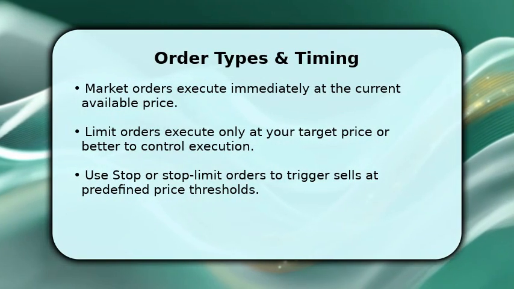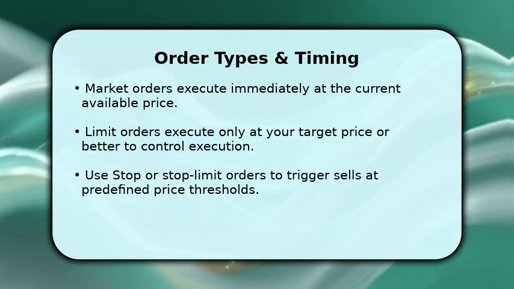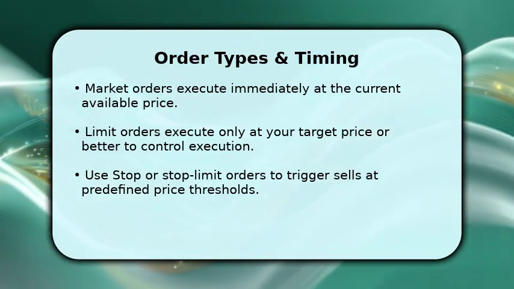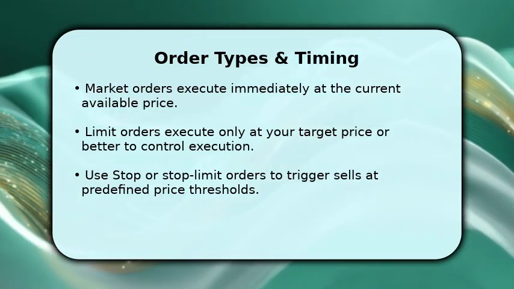Market orders execute immediately at the current price, while limit orders wait for your target price and stop orders trigger after a set price is hit. Consider partial fills, order duration like day or GTC, and how volatility can affect execution.